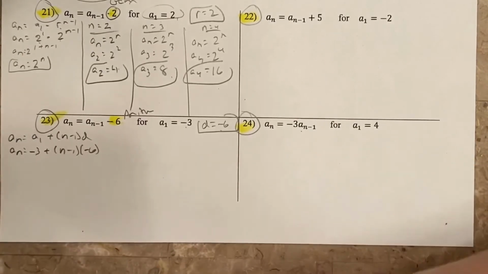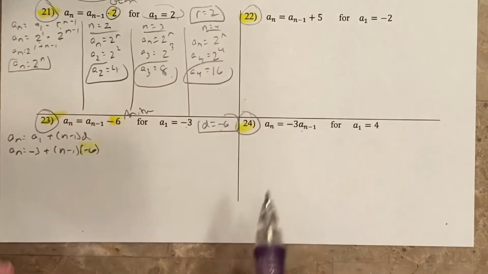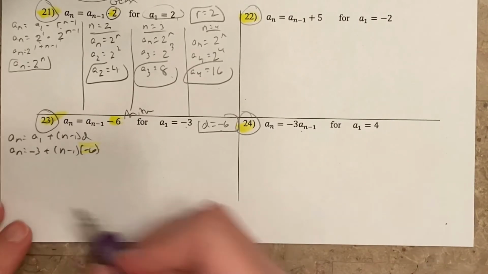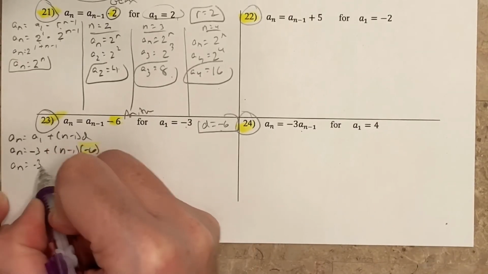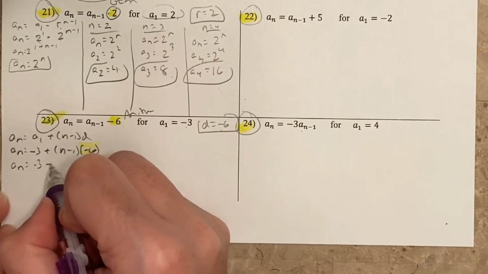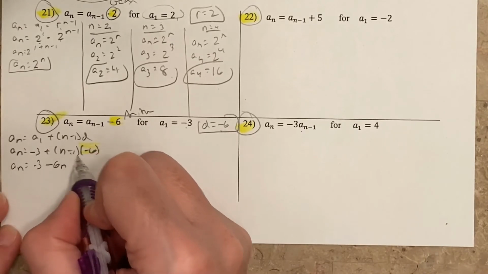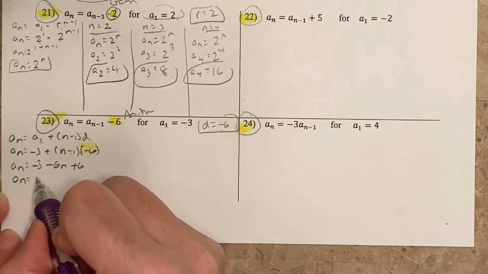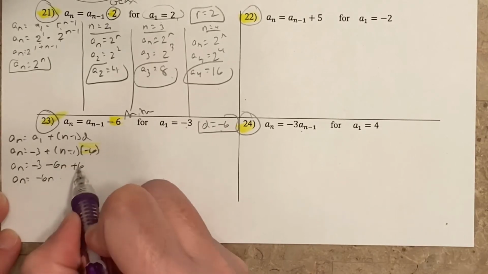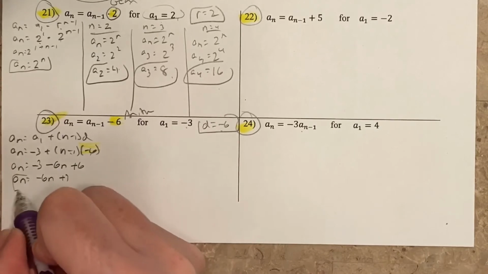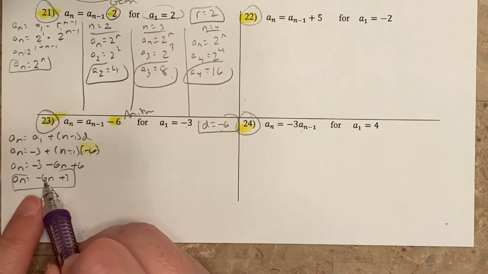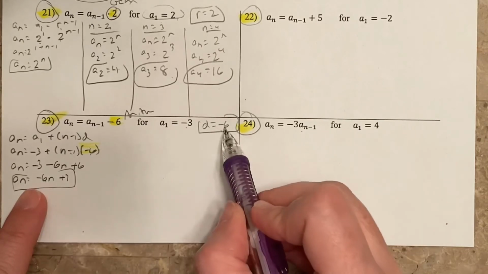Be careful, careful, careful. You need to have this in parentheses or it's going to look like it's subtracting, and that is not good. So -6 times n is -6n. -1 times -6 is a +6. And that gives me -6n, and 6 minus 3 is 3. So there's my explicit. So again, notice the slope, the coefficient, is matching right there.